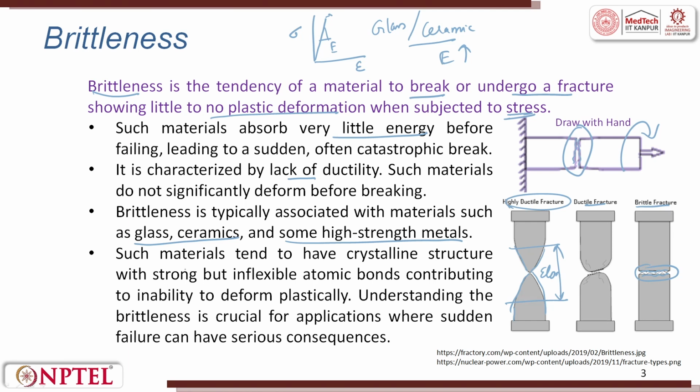Such materials tend to have a crystalline structure with strong but inflexible atomic bonds, contributing to the inability of plastic deformation. When we look into the microscopic mechanism, what it clearly says is that the majority of brittle materials will have ionic bonds.